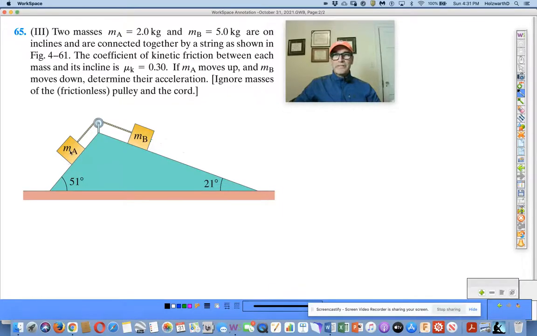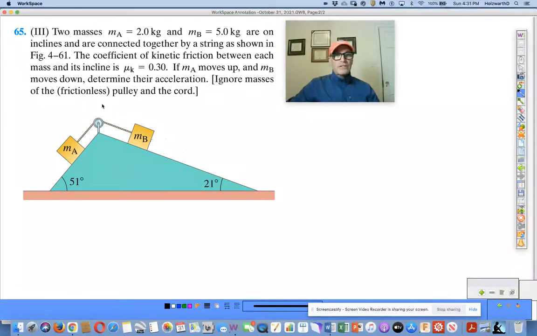Hello students, here's 65, and I'm just going to let you know up front, I did this problem just to make sure that everything went well, because there's quite a bit of plugging and chugging once you get the final expression, and then a surprise. And I'll let you know what the surprise is while I talk you through the problem.